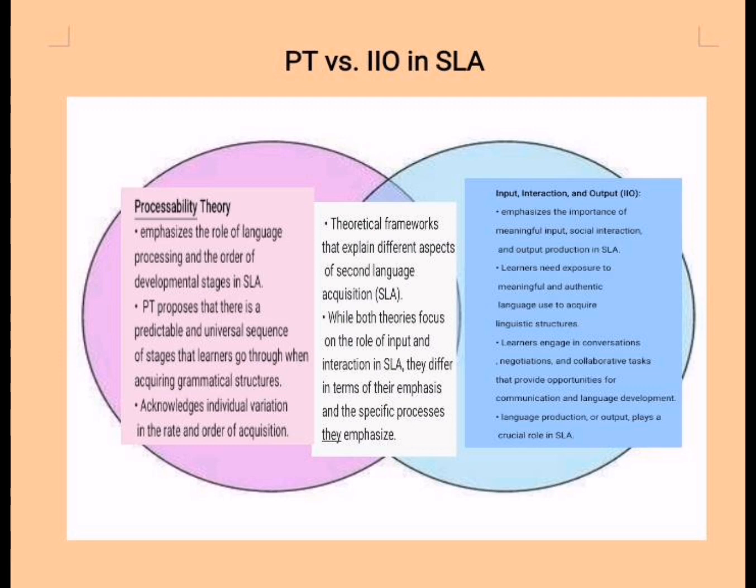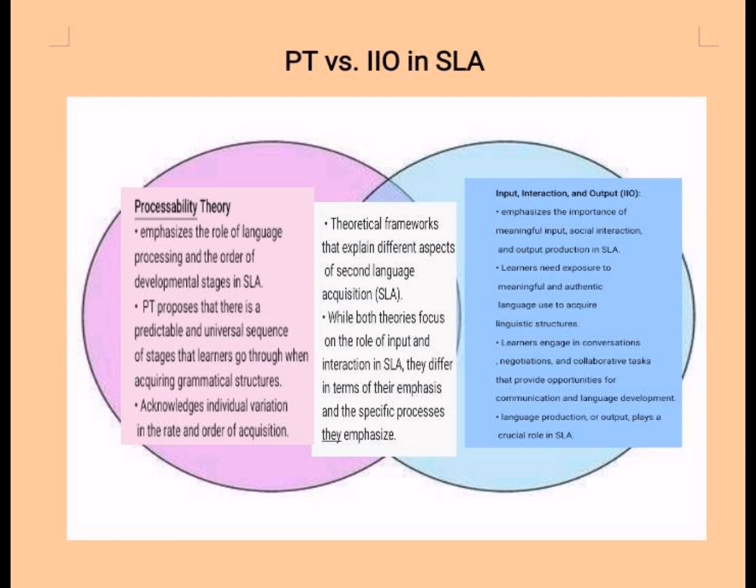While the input, interaction, and output approach emphasizes the importance of meaningful input, social interaction, and output production in second language acquisition. Learners also need exposure to meaningful and authentic language use to acquire linguistic structure. Learners engage in conversations, negotiations, and collaborative tasks that provide opportunities for communication and language development. Lastly, language production, or output, plays a crucial role in second language acquisition.